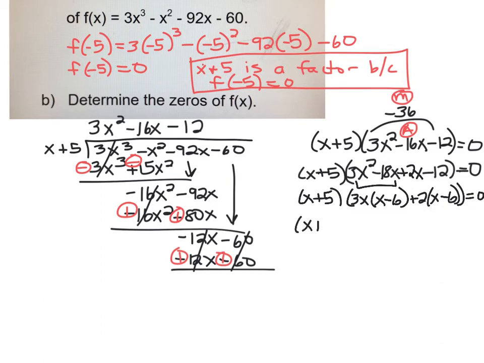All right, so I'm going to bring down my x plus 5, and then I'm going to take the 3x and the plus 2, right? I'm going to take the terms that are in front of our common binomial, and I'm going to group them together as one of our factors.